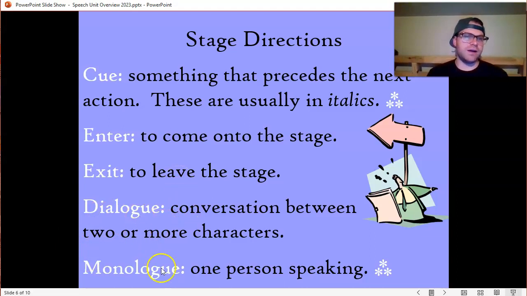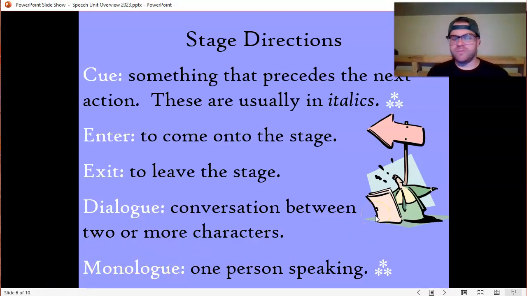Then there's also dialogue and monologue. We are actually going to get a little bit of practice with both, but notice that I put some stars by monologue because we'll get quite a bit of practice with those. Dialogue, dia means two, is conversation between two or more characters. Most plays are driven by dialogue. There's also monologues. Those are times when one person takes center stage, takes the spotlight, and speaks for a longer period of time. That's largely what you guys will be practicing over this next week here.